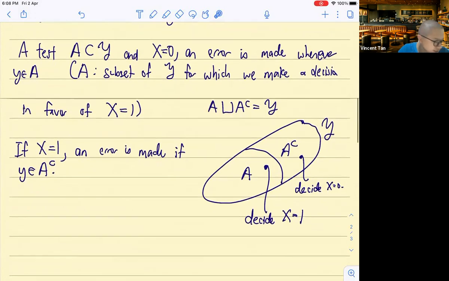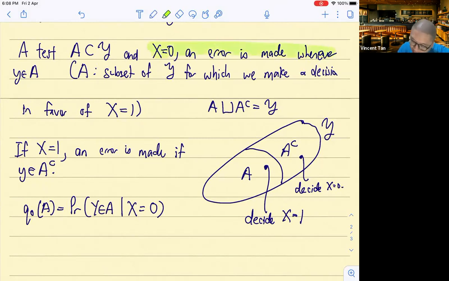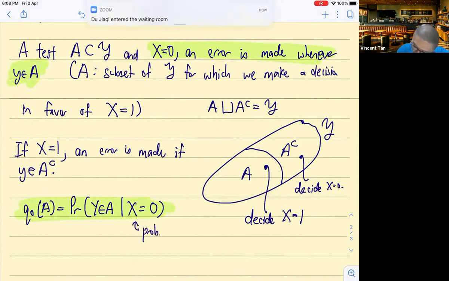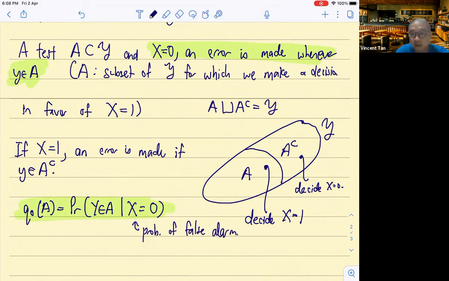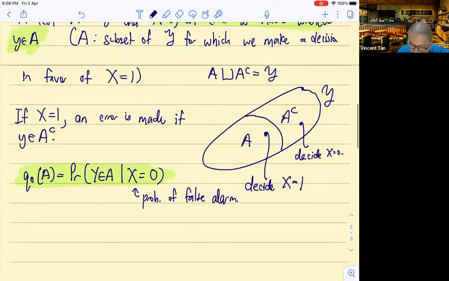Okay, so these probabilities have names. Let's denote them as Q0 of A. Okay, this subscript 0 actually means conditioned on X is equal to 0. Here Y belongs to A. So this represents this situation here, X is equal to 0 and an error is made whenever Y belongs to A. This has a name actually in the detection theory literature. This is the probability of false alarm. Okay, because the null hypothesis is true, but you are declaring that the alternative is true.